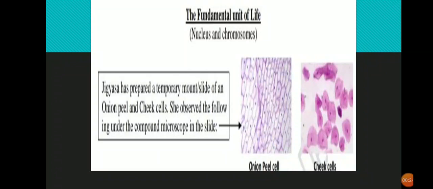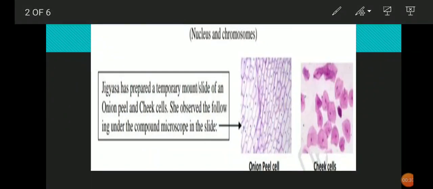Reading the chapter Cell, the fundamental unit of life. And in this worksheet, we'll discuss two things. One is the nucleus, and another is the chromosome. So, first we'll discuss nucleus and then we'll discuss chromosome.